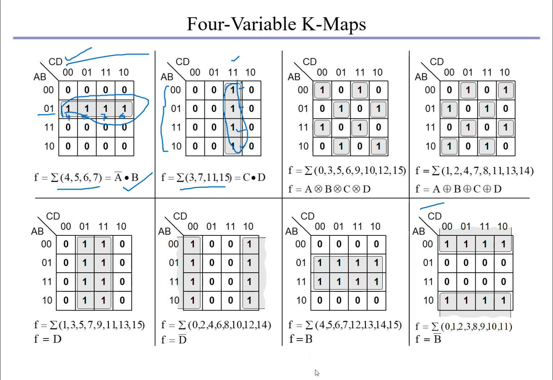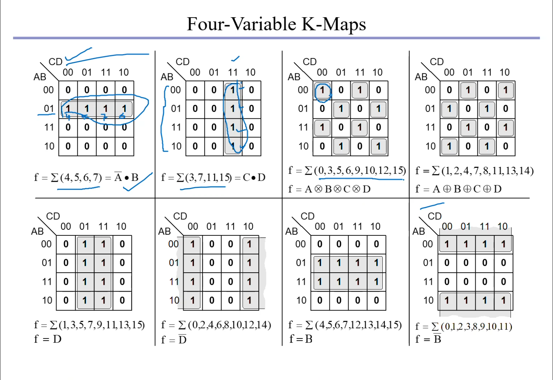If you consider the next case, F is equal to summation of 0, 3, 5, 6, 9, 10, 12, 15. If you substitute in the K map, you will get the ones in this structure and the remaining cells are substituted with 0. No such 1 is possible to combine, hence we need to encircle all the ones individually. If you encircle in this way, in which the ones alternate with zeros, it is A exclusive NOR B exclusive NOR C exclusive NOR D. In this way it gets simplified.